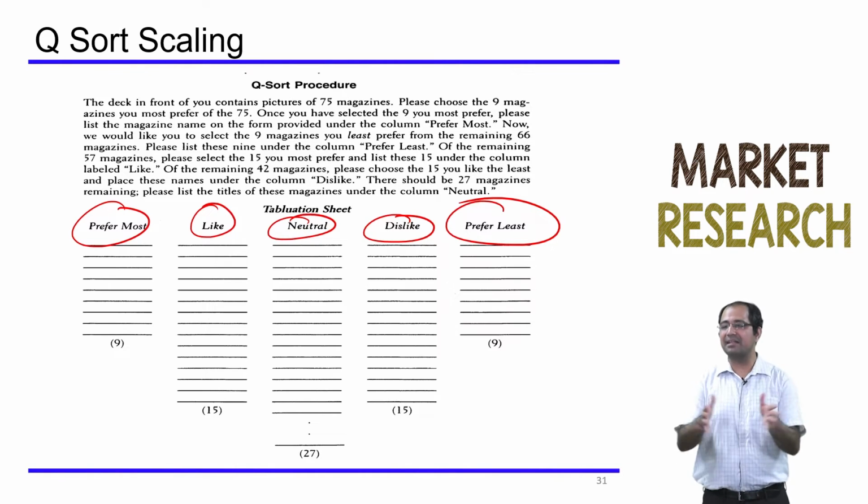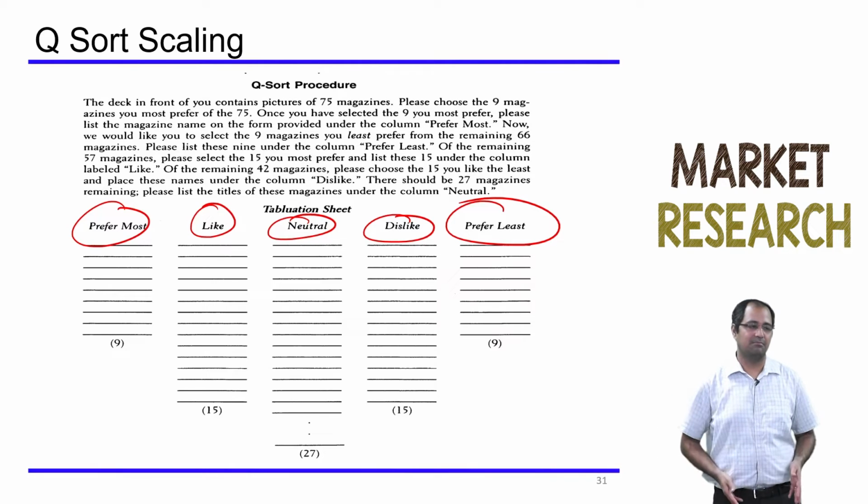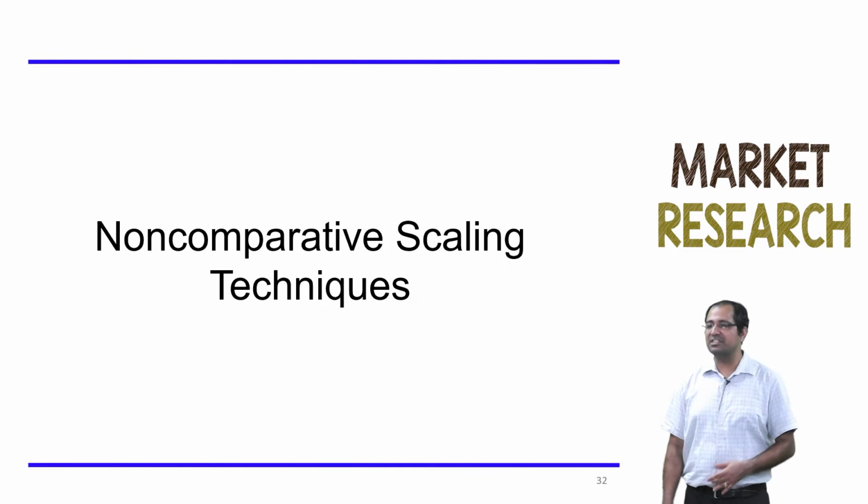So one would compare the ideas and put them in the bucket, let's say, prefer most, you have put out of 100, 9 and so on. One would do that. What is the non-comparative scaling?